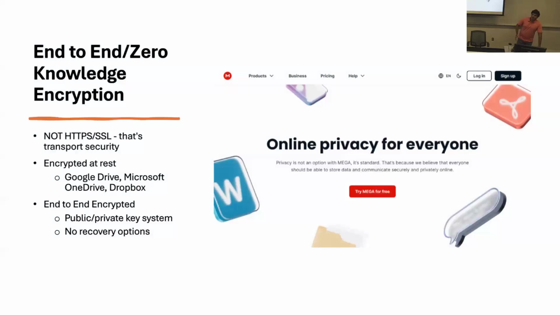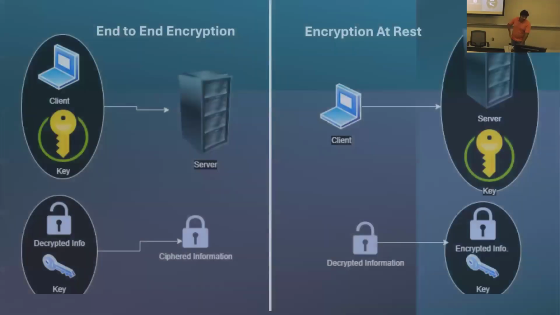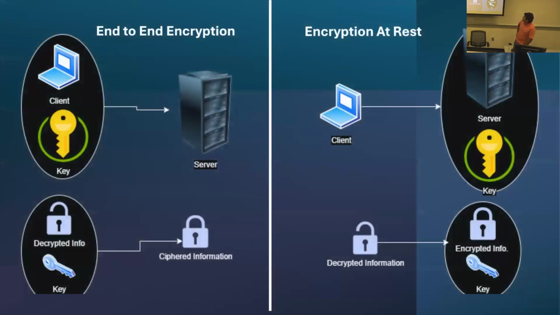Yeah, so a little about end-to-end encryption, or zero-knowledge encryption. They both essentially mean the same thing. The key is that it's not the same thing as HTTPS or SSL. That's what we call transport layer security. End-to-end encryption deals with data that's already stored on the server, not what's in transport. So I have this nice graphic on the next slide that essentially explains it.